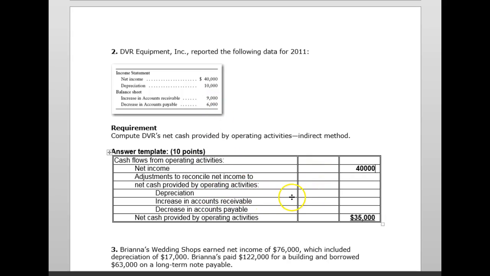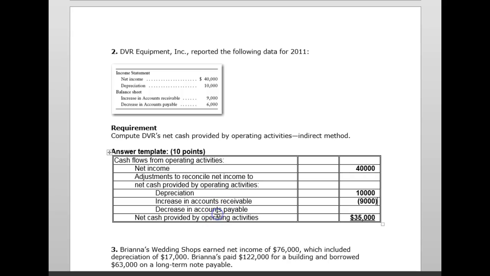And then we're going to do adjustments. Now, depreciation we know, right? So that's going to be added back in, and that is $10,000. Now, what do we do with this increase in accounts receivable and decrease in accounts payable? Well, in the above we decreased accounts payable and we added to the adjustment. So in this case, we are increasing it, so we're going to deduct that, and that would be $9,000.